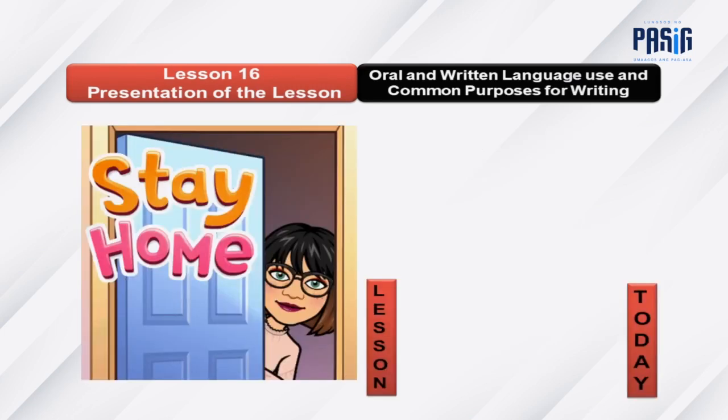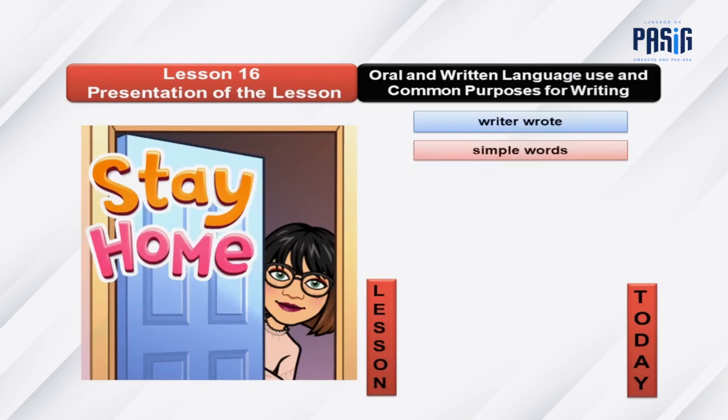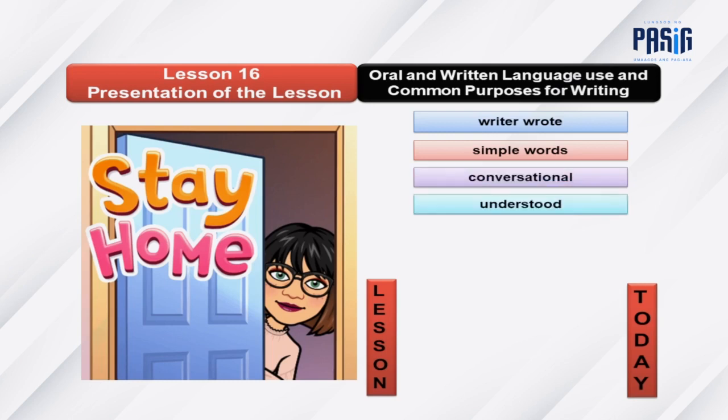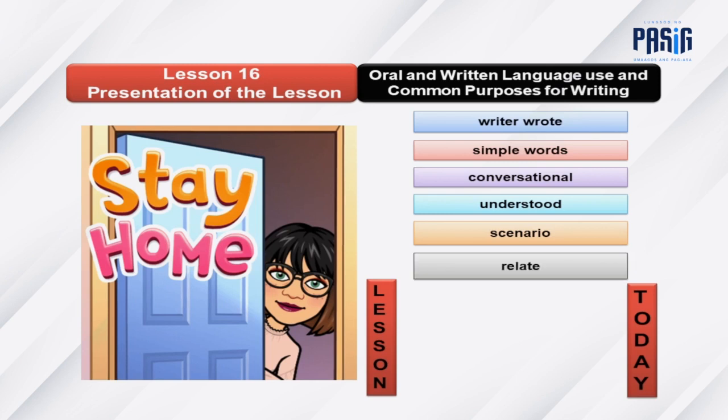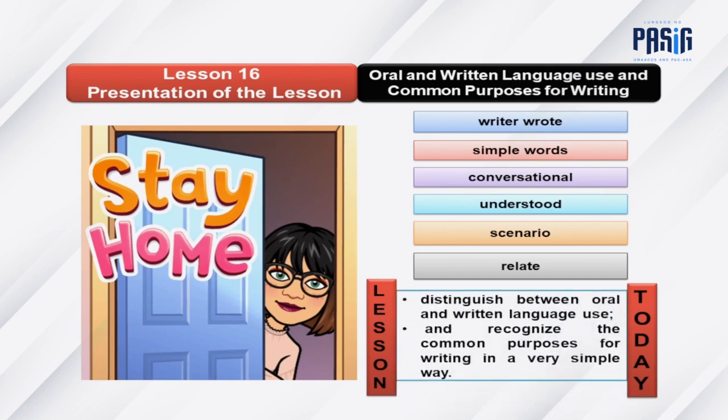Let's talk about the story. The writer wrote very simple words that sound conversational, which means that it can be easily understood. The story was about the scenario during enhanced community quarantine in the neighborhood. The reader can relate herself to the story. Today, you are going to distinguish between oral and written language use and recognize the common purposes for writing in a very simple way.